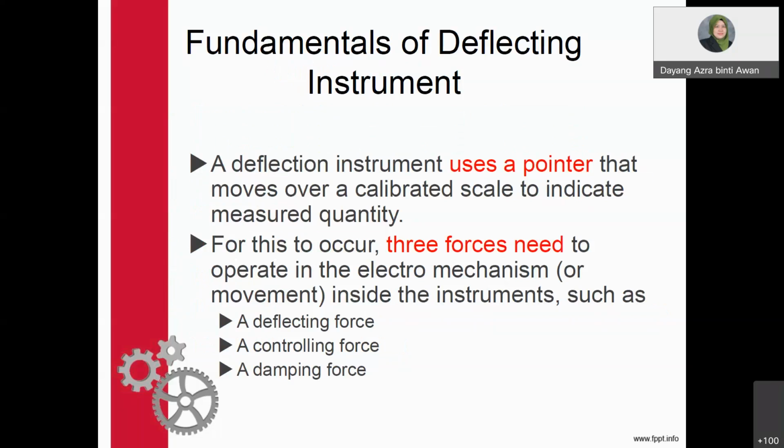So what are the fundamentals of deflecting instruments? What does deflection instrument mean? Deflection instruments are anything that can deflect the pointer, making your pointer move from a zero point to a measured point. You need to calibrate this pointer before you do your first measurement. The pointer will indicate the measured quantity, either the current, the resistance, or the voltage, depending on what type of measurement you want.